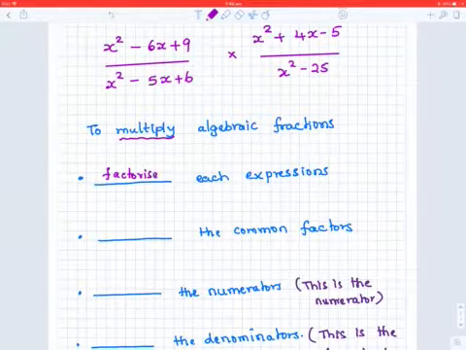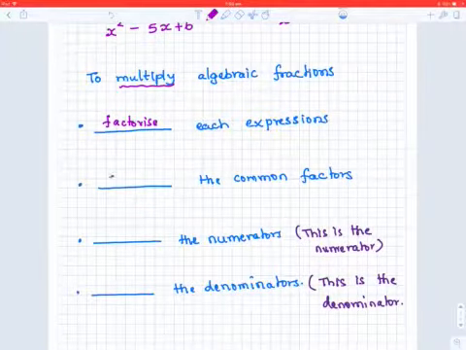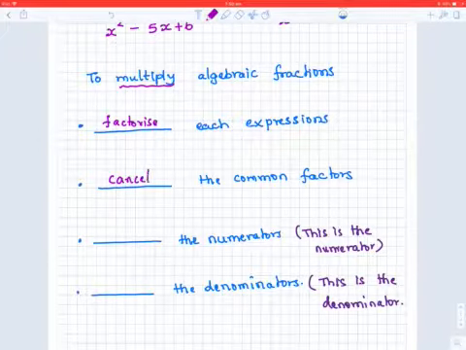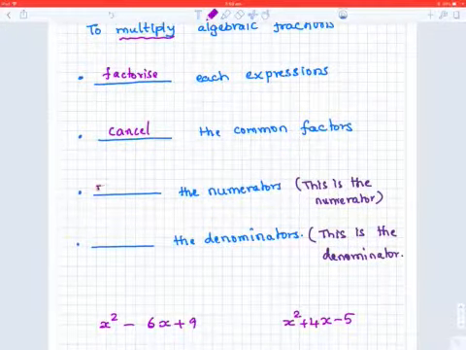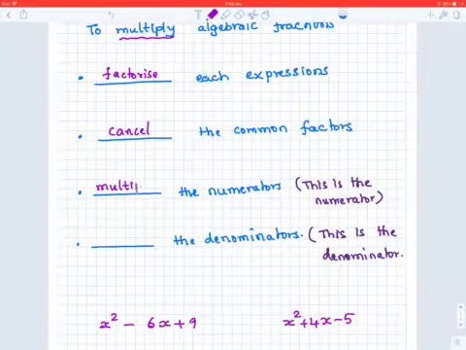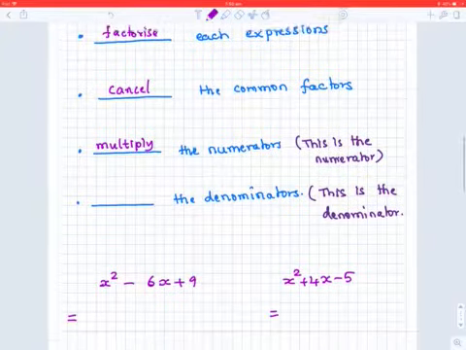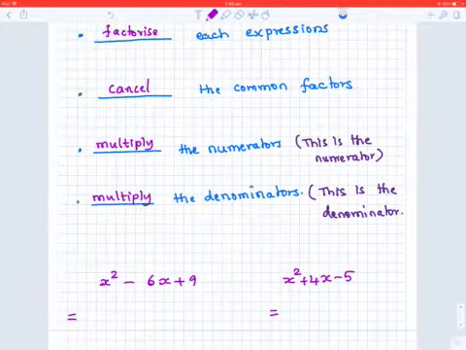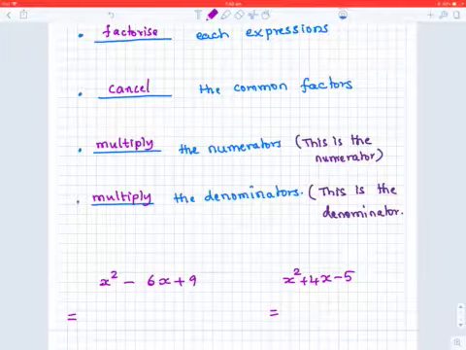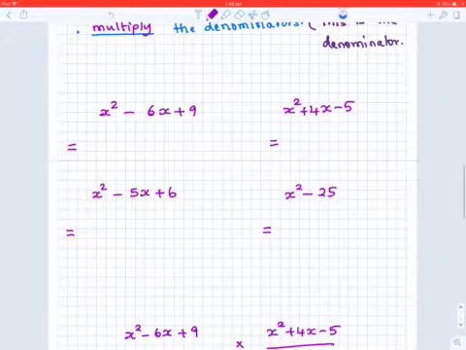First thing is factorize each expression. Then the next step is cancel the common factors. Then multiply the numerators. This is going to be your numerator. Then multiply the denominators. This is going to be our denominator.